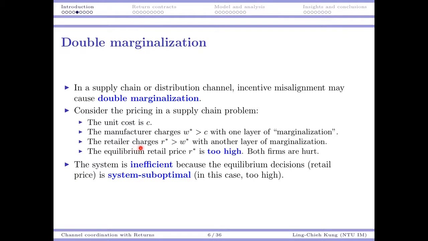And then the retailer will add something to the wholesale price to make the retail price. So we have one layer of marginalization and another layer of marginalization. We have two layers of marginalization. That's double marginalization. And it makes the retail price too high. Here, too high simply means it's inefficient. Ideally, it should be at some level. But with two layers, the retail price is higher than that efficient level.